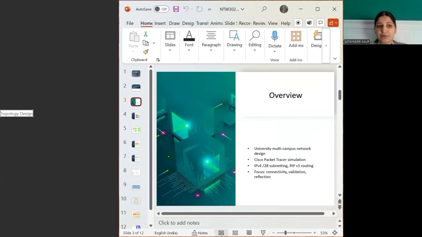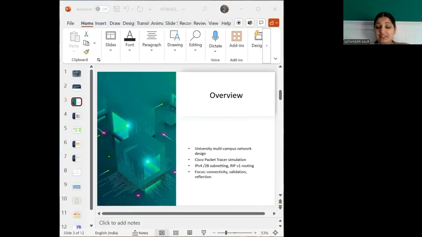I'll start with the overview. Our project focused on designing and simulating a multi-campus university network using Cisco Packet Tracer. We applied IPv4 addressing with /28 subnetting and configured RIP version 1 as a routing protocol to connect our four different campuses. The main aim was to establish end-to-end connectivity, validate the setup through testing, and reflect on the challenges of fixed size subnetting in real-world environments.